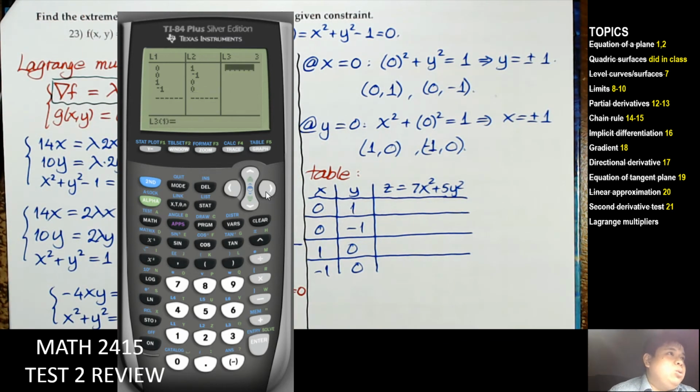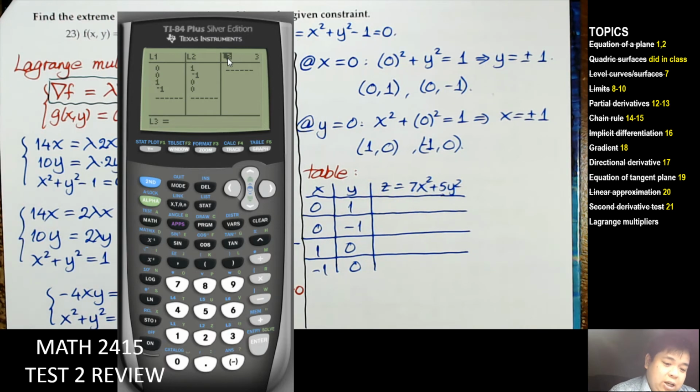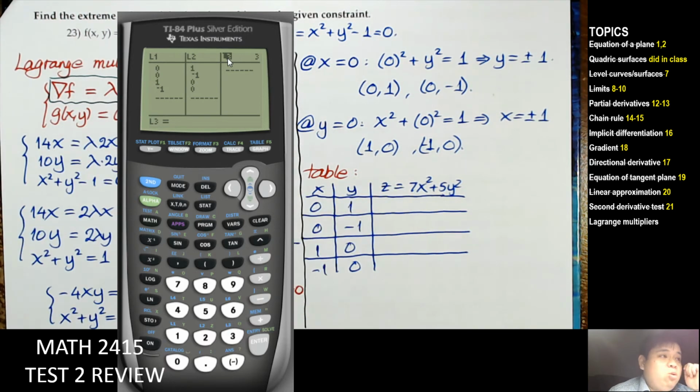And then we go to list 3. It's very important here that we highlight the list 3. We're going to enter 7x squared plus 5y squared. We cannot really enter x because x is L1. So we hit L1, second, number 1. So that's 7 L1 squared, or 7x squared, plus 5, second, number 2. And we have 5, 5, 7, 7.